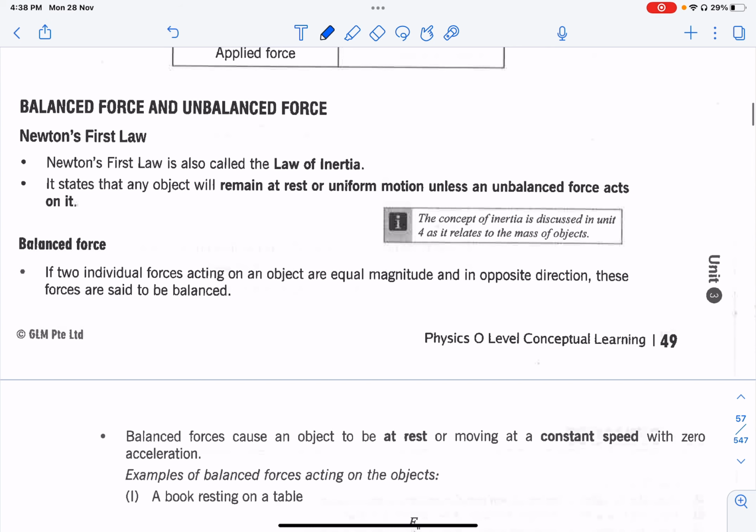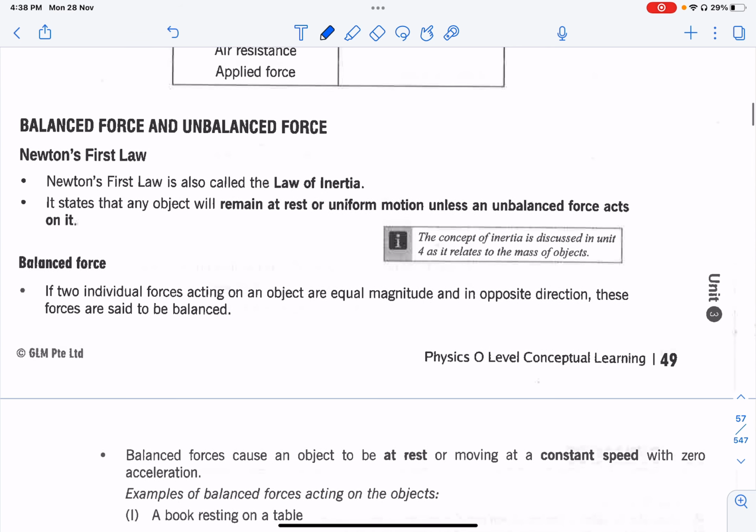So in any form of forces, we always try to follow a few laws. In this case, we have a few laws that you have to remember in exam. Okay, in which Newton's first law. So what is Newton's first law? Newton's first law is called the law of inertia.